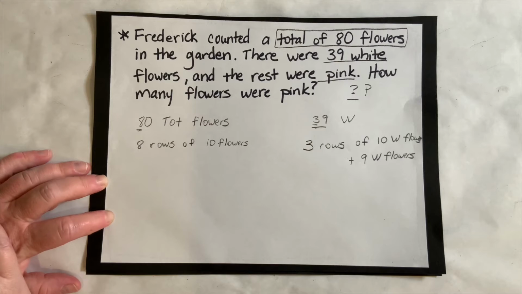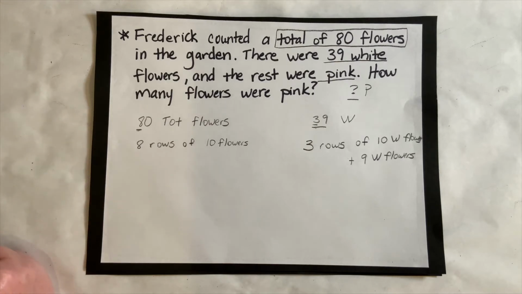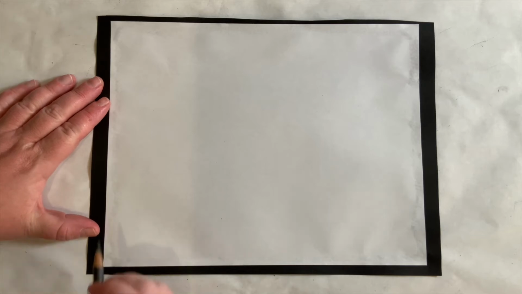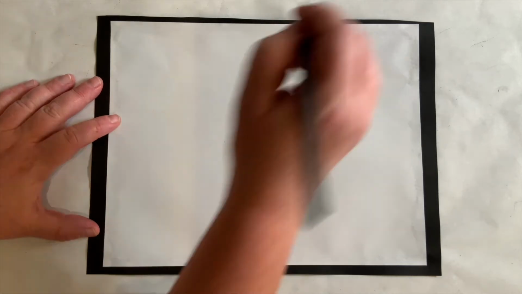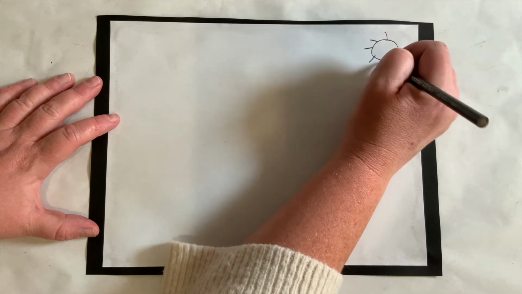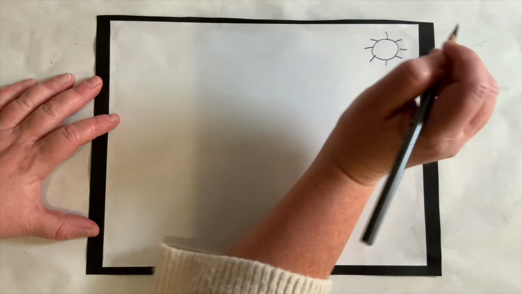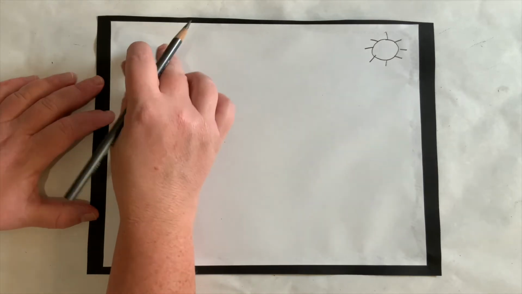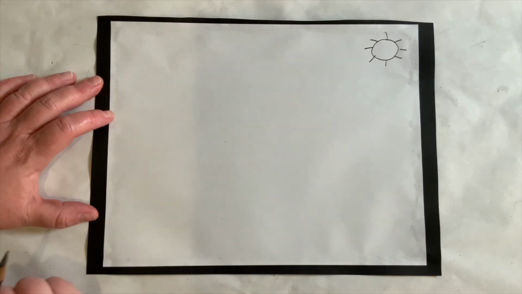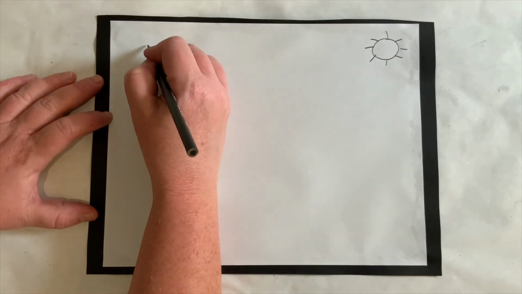Let's go ahead and start drawing this together. All right, the first thing I want you to do is I want you to draw, we're going to put a bright big sun in the sky to show that we're outside, right? We're creating the setting. And we're going to draw Frederick really nice and tall, standing like he's overlooking the garden.